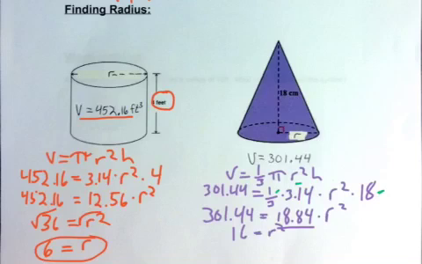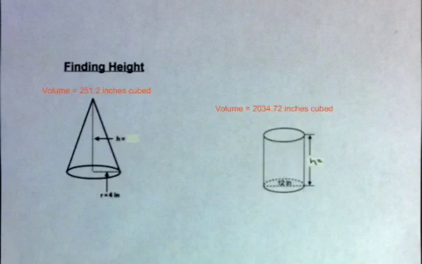Take the square root of both sides. Square root of 16 is 4, so the radius is 4. Okay, almost done here. Take a look at the next page.